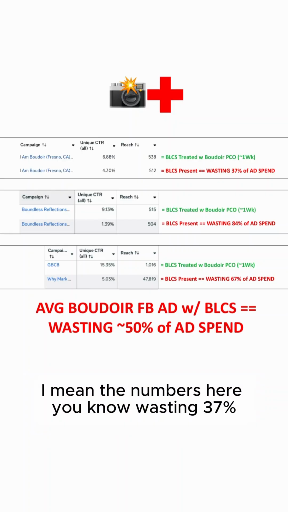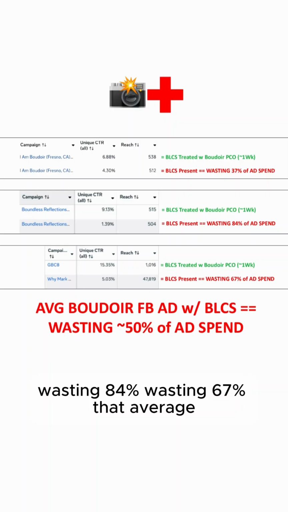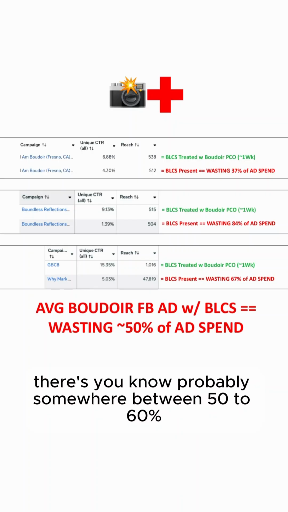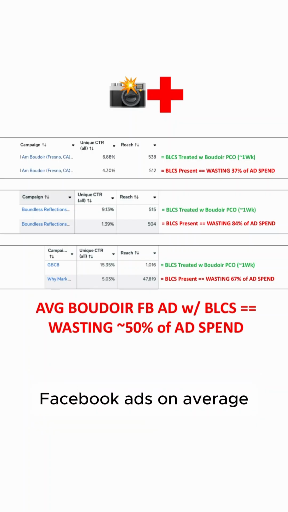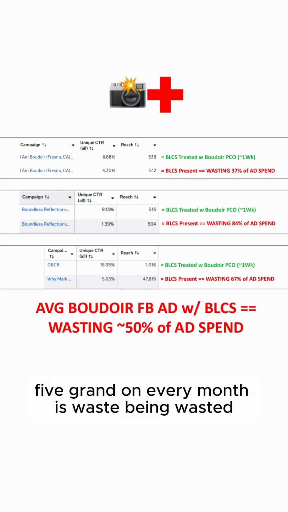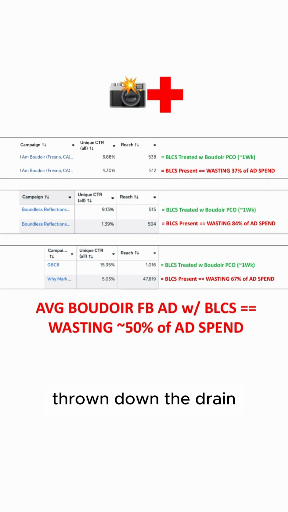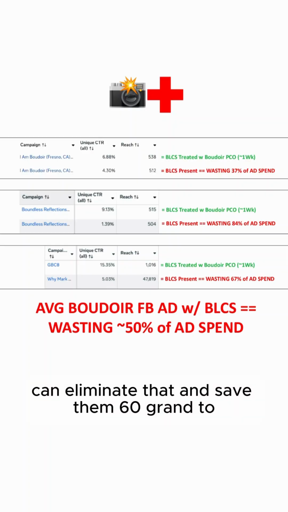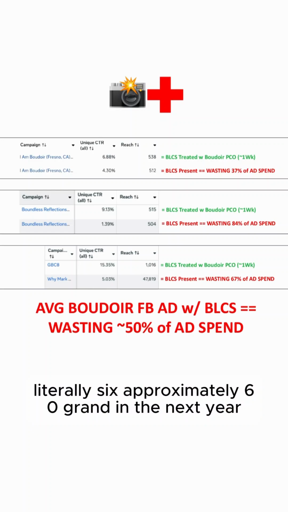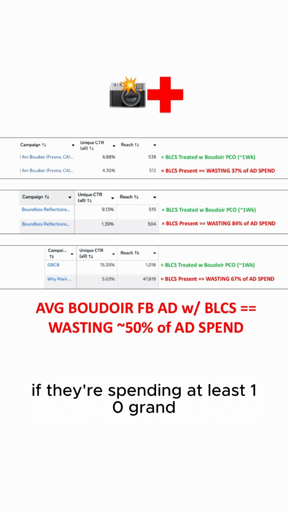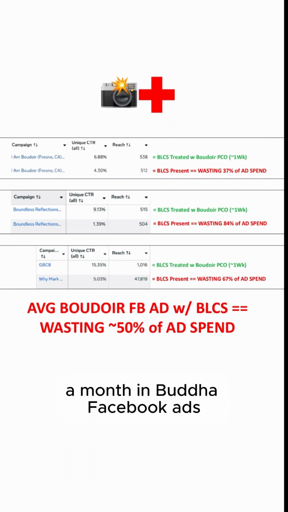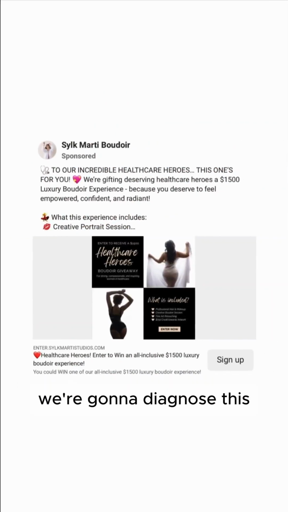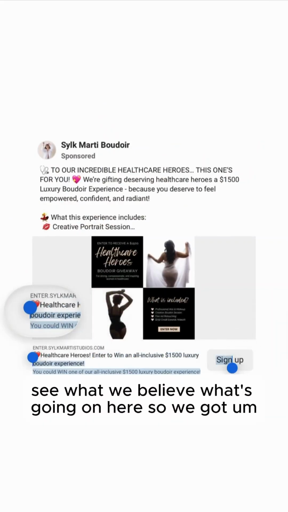The numbers here: wasting 37%, wasting 84%, wasting 67%. That average is probably somewhere between 50 to 60%. So if they're spending 10 grand a month on Boudoir Facebook ads, on average, 5 grand every month is being wasted, thrown down the drain. And we can eliminate that and save them approximately 60 grand in the next year if they're spending at least 10 grand a month in Boudoir Facebook ads. So now we're going to diagnose this and see what we believe is going on here.